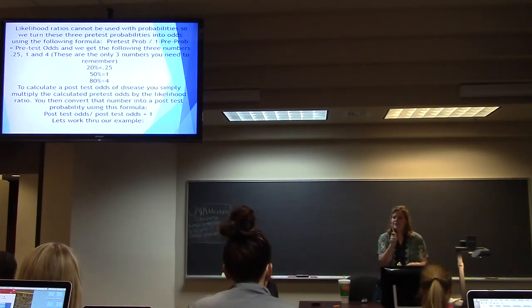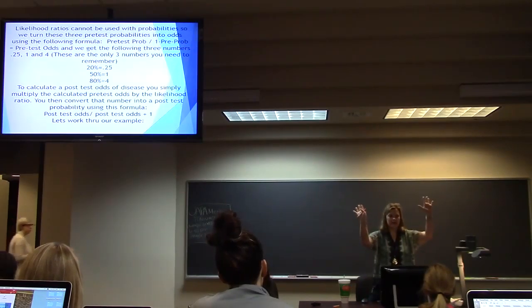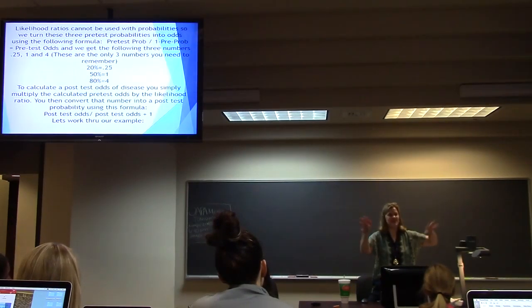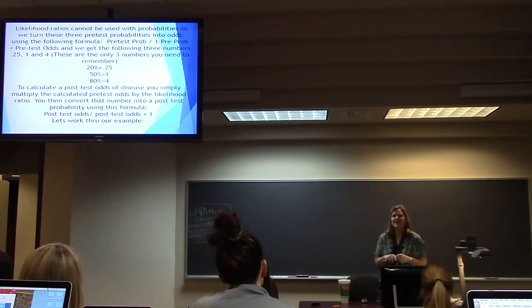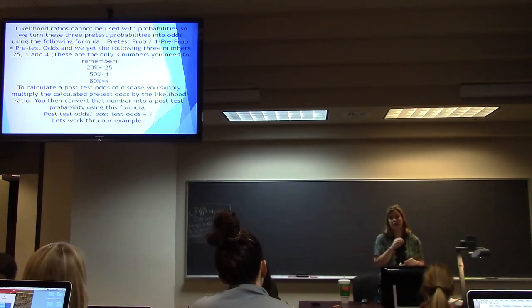So there's a little hang up here, and the part where I almost was like, never mind, I don't need to know this. But it's really very simple. You can't use likelihood ratios, those numbers, with probabilities. You have to convert probabilities into odds. It's a simple conversion, but people get stressed out about this.